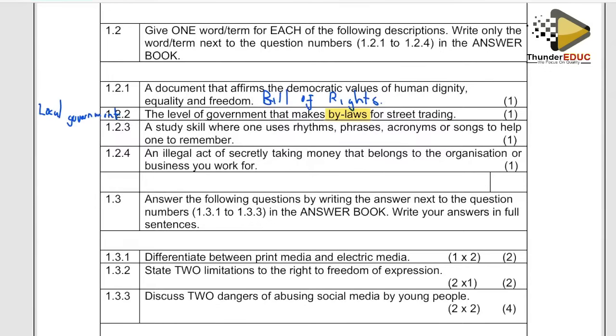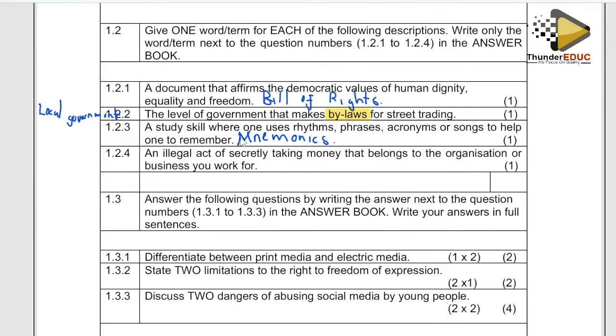Then 1.2.3, a study skill where one uses rhythms, phrases, acronyms, or songs to help one to remember. These are called mnemonic devices, or you can call them mnemonics, whereby you use a song or an acronym. For example, for those who do mathematics, they use the BODMAS rule to remember the correct way of calculating certain calculations. So this is called mnemonics.